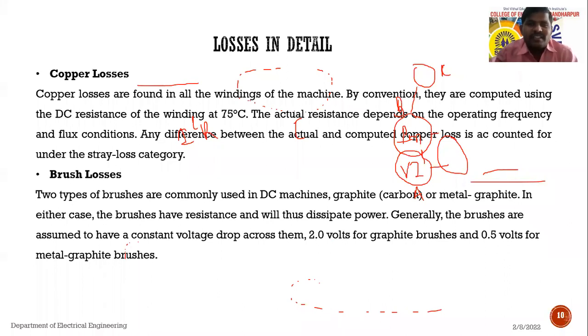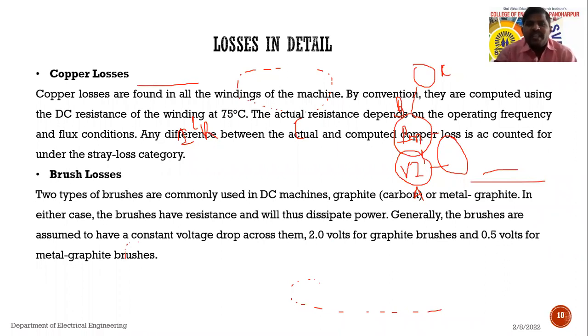The actual resistance depends upon the operating frequency and the flux condition. Okay, so the actual resistance that we have calculated or computed is at a machine temperature of 75 degrees Celsius or below. So this resistance depends upon the operating frequency, at which frequency we are operating that machine, and what the flux conditions are. Depending upon that, we are calculating the resistance of the machine or motor.